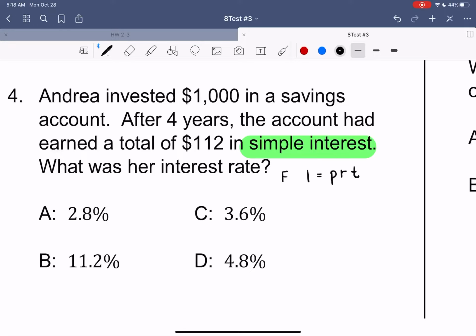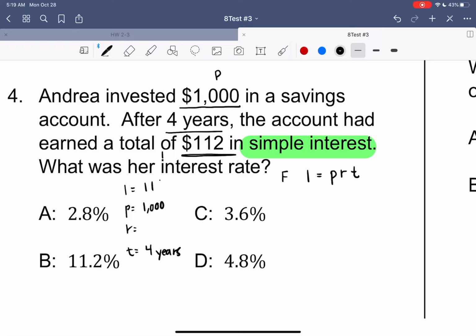But the things that they're giving us are not P, R, and T. So I equals, P equals, R equals, and T equals. We have an initial investment, which is our principal, of $1,000. We have a time of 4 years. And she earned a total of $112 in simple interest, so this is going to be our I.